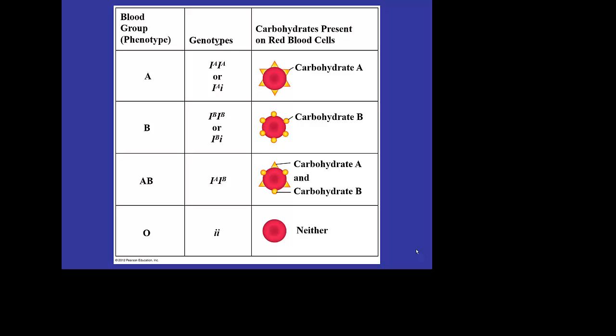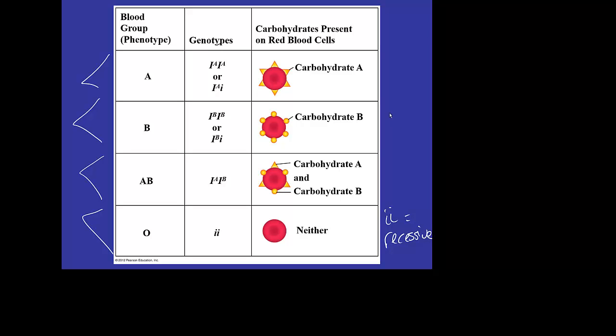So we can actually look at this formation and whether or not those protein carbohydrate groups are forming as they should. So for A blood type, you can actually have two choices of genotype. B, two choices. AB, you only have one choice. And O, you only have one choice. You have no proteins, or protein carbohydrates, on the surface. So this little ii is our recessive.